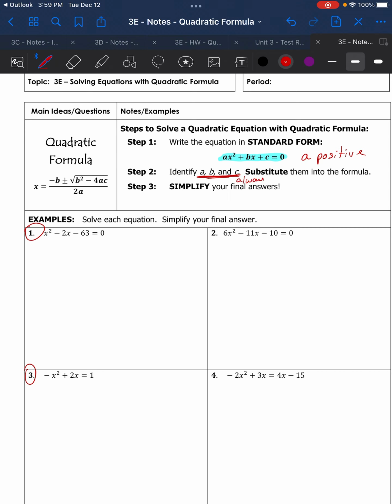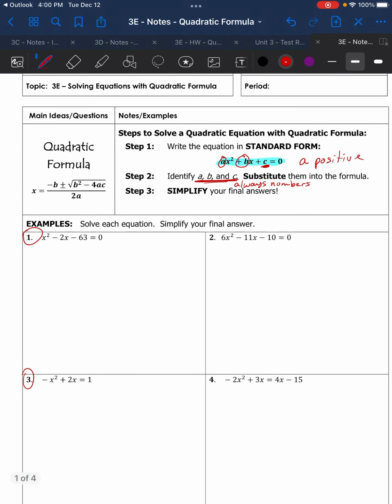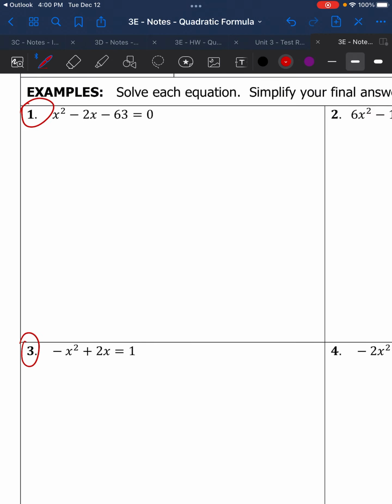Also, a, b, and c are always numbers. They're never a variable, always a number. A is a constant, the coefficient in front of the x squared. B is always your constant, or your coefficient, in front of the x term, and your c is your constant. It's just a number with no variable. All right, let's get right into the problems.